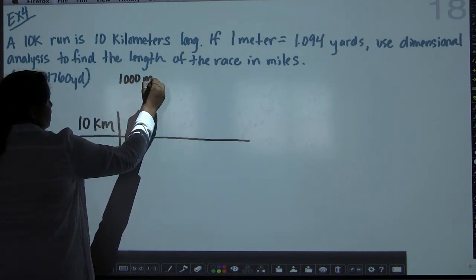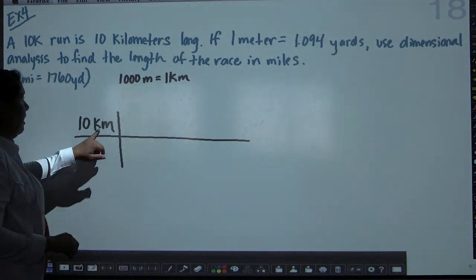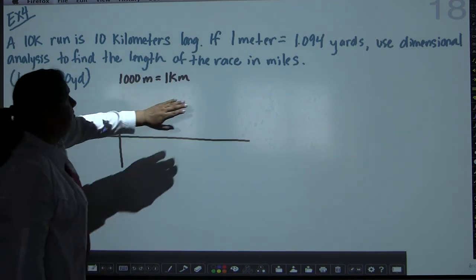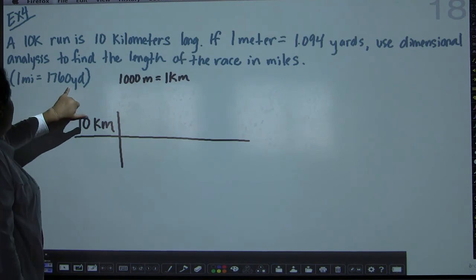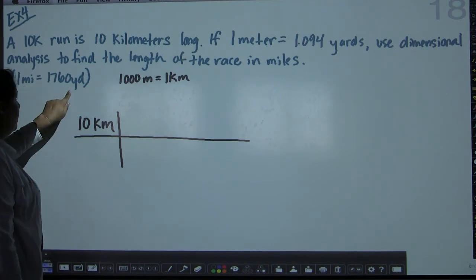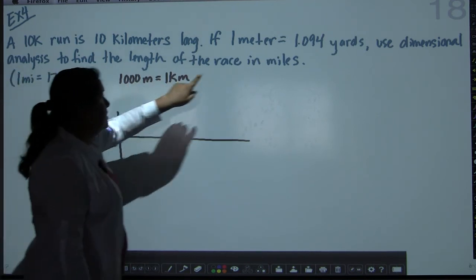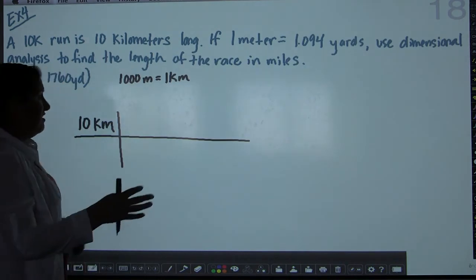1,000 meters is equal to 1 kilometer. So I'm trying to convert from kilometers to miles. And I know that I have miles and yards here. They gave me a hint, miles to yards. But I need to get from yards to meters, and then from meters to kilometers, so that you can see how there's lots of stuff going on here.